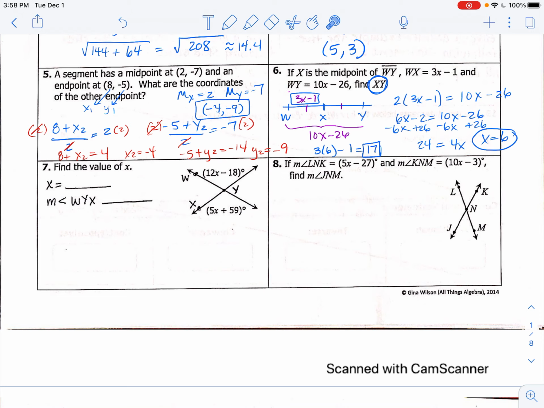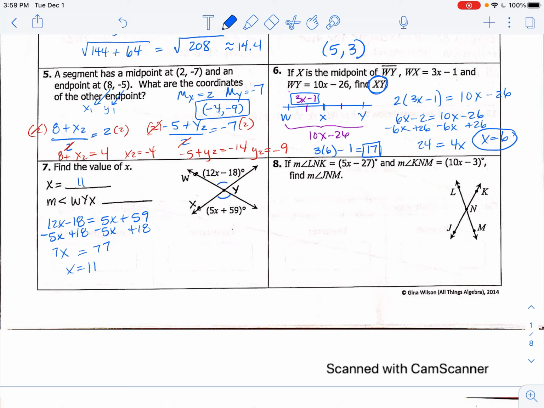All right, number 7, find the value of x. Okay, so what we've got here are 2 vertical angles, and we know that vertical angles are congruent. So let's set these 2 expressions equal. I'm going to subtract 5x on both sides and add 18 to both sides. So this is going to give me 7x is equal to, well, let me add this together. 59 plus 18 is 77. So x is equal to 11.